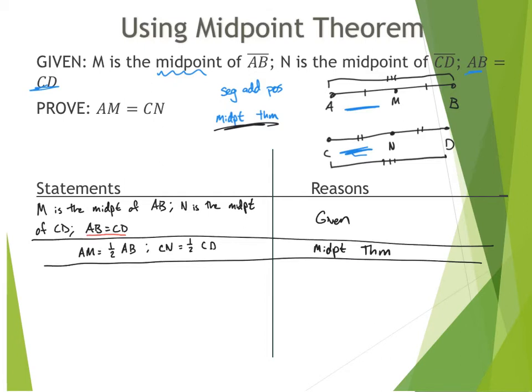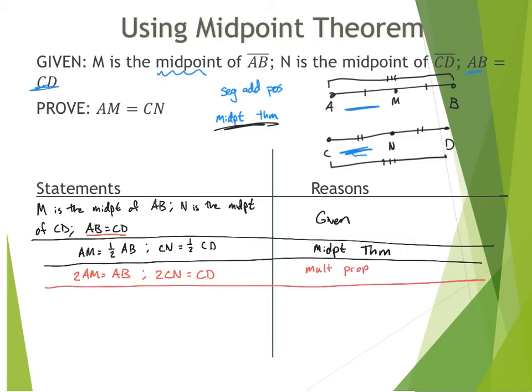However, I can't do that just yet because I have 1/2 AB and 1/2 CD. So first thing I've got to do is move the 1/2. So now I have 2 AM is equal to AB, and 2 CN is equal to CD. And this is the multiplication property.